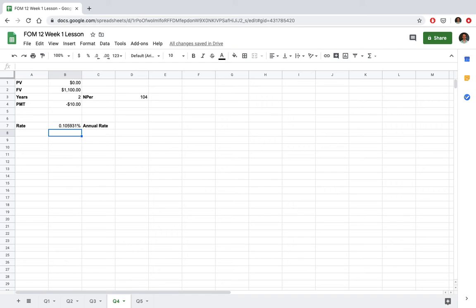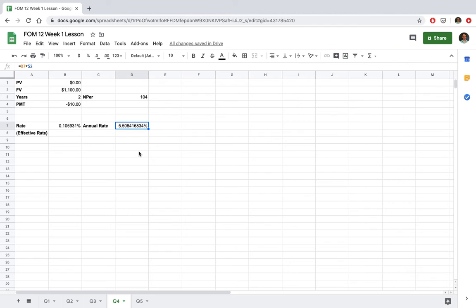But we have to realize that when we do this rate calculation, the rate that we're solving for is actually the effective rate, not the annual rate. So this is what the effective rate is every week. If we want to get the annual rate, we have to do this number times 52.